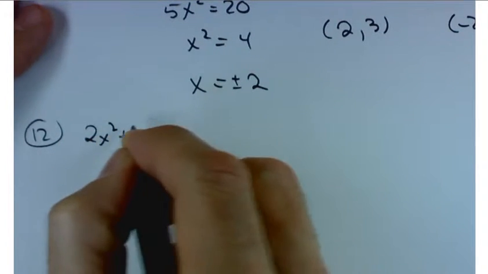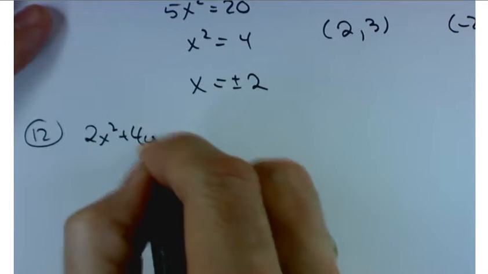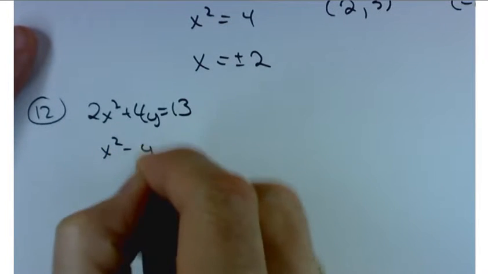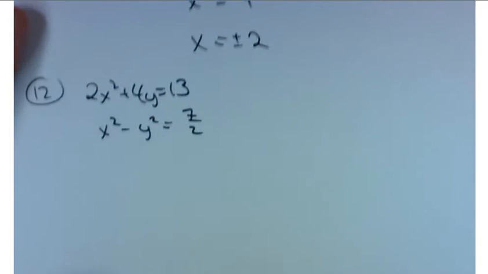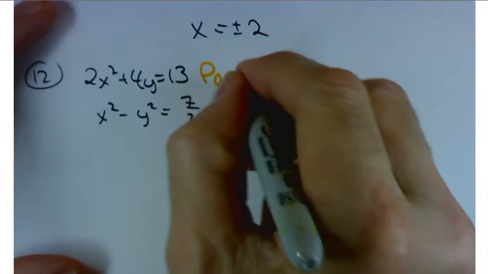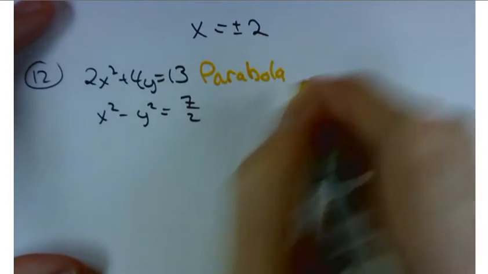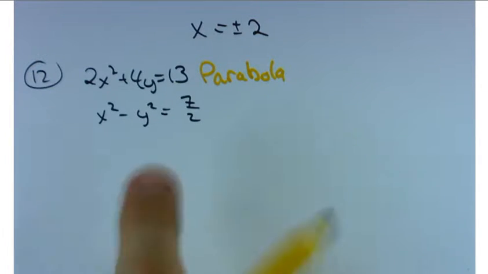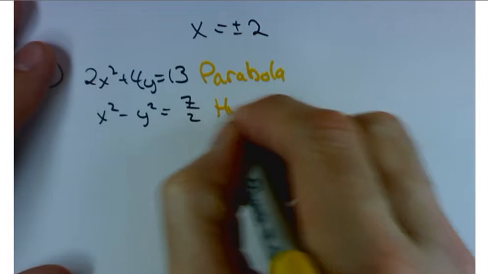2x squared plus 4y equals 13. And x squared minus y squared equals 7 halves. Well, the first graph, you could probably tell me what that one is. At least I hope you could. That one's going to be a parabola. The second one, this is going to be reaching back to your work in Math 1150. Does anyone recognize what this shape is going to be? Yeah, a hyperbola.